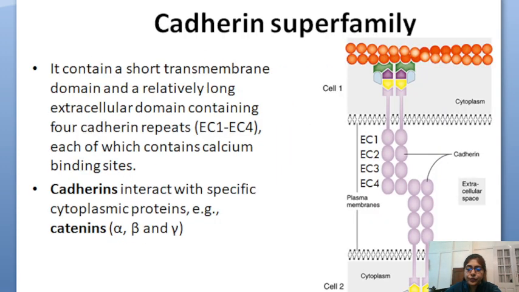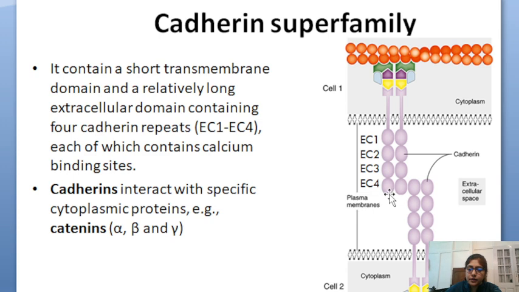We will see the structure of the cadherin molecule. So here in the picture you can see this is cell 1 and this is cell 2. From cell 1 you can see this is one cadherin molecule, and from cell 2 this is another cadherin molecule. It has a short cytoplasmic domain, then a short transmembrane domain, and a long extracellular domain.